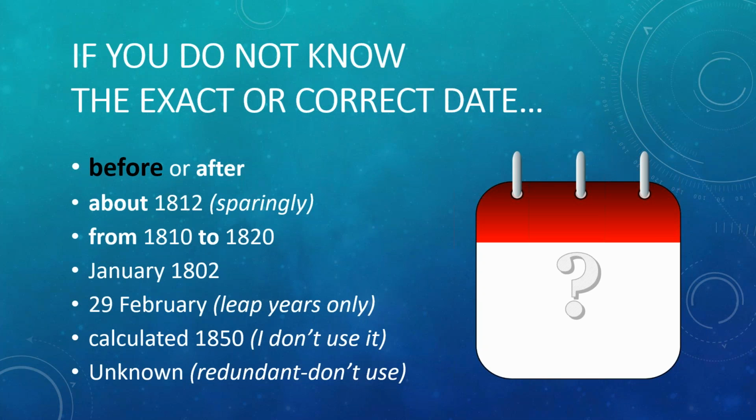You can also put in from 1810 to 1820. I, again, would just prefer to put before 1820. That way, I'm not eliminating records because I didn't know something.